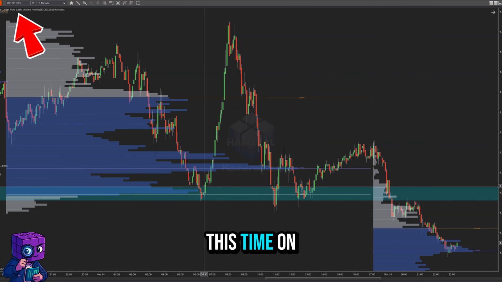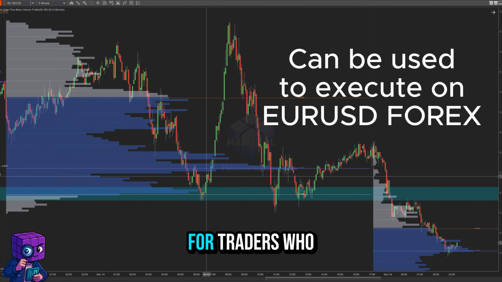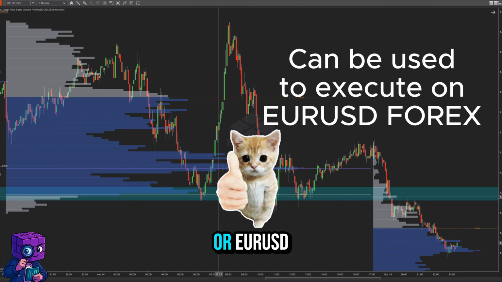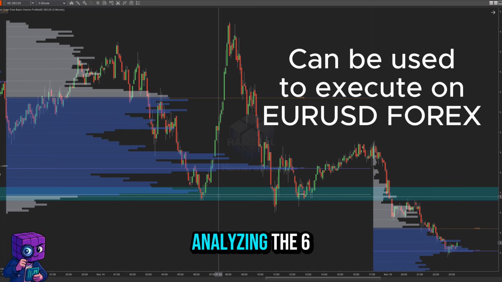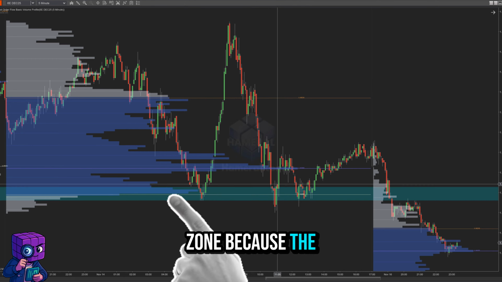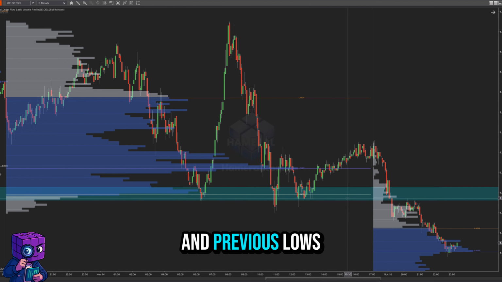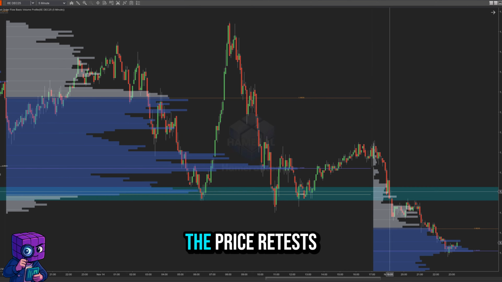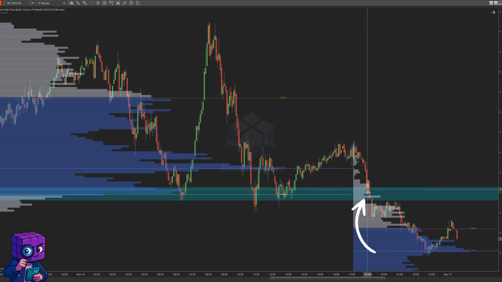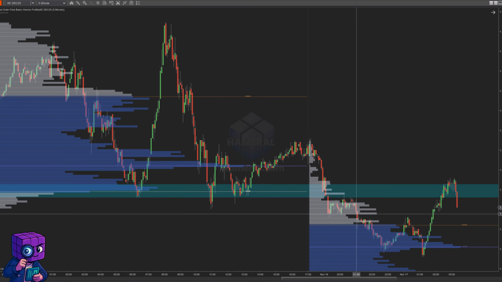Let's take another example. This time on 6E futures for Euro USD traders. For traders who prefer London Open or Euro USD in Forex, analyzing the 6E futures shows the real volume. Let's choose this area as our key zone because the previous value area is clean. We have support based on VAL and previous lows. Right after the open, the price retests the low. We get the first green candle, but the reaction fails. And the context shifts from balance to imbalanced down.